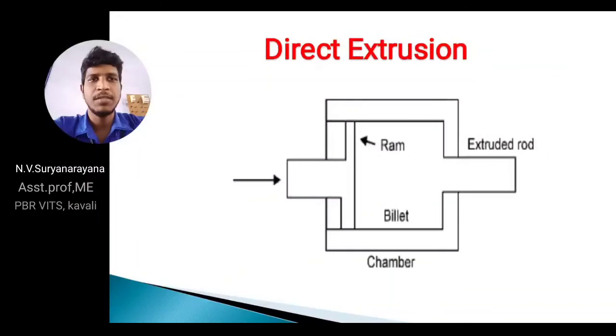Next, coming to the figure of direct extrusion. In this figure, a ram is used to push the material, that means forcing the material into the shaped die by using a ram. In between the cylindrical container walls, we are placing the billet. The ram is used to push the billet into the die. Finally, the output part is collected at the exit, that is direct extrusion.